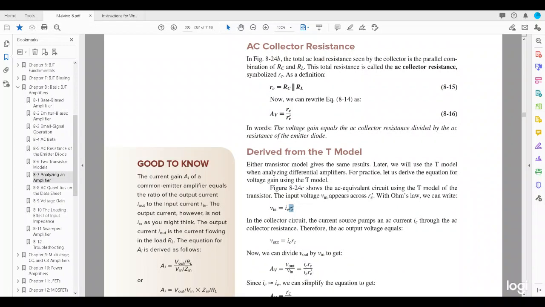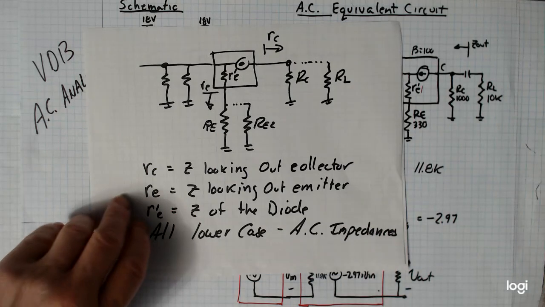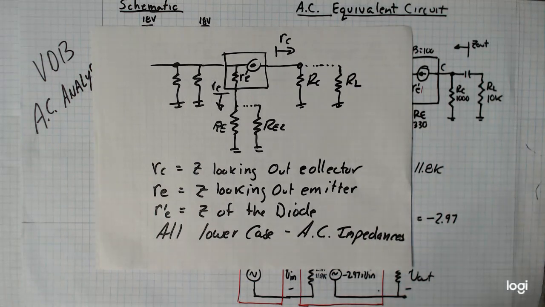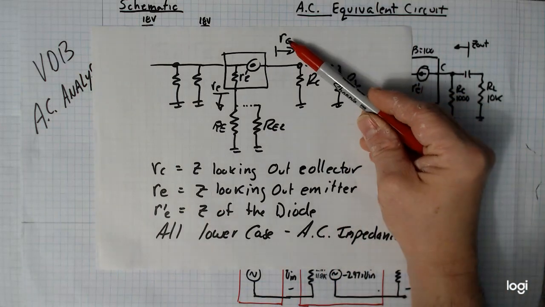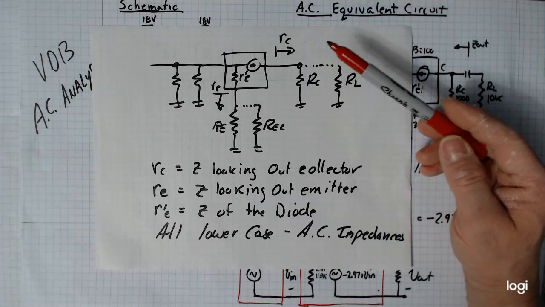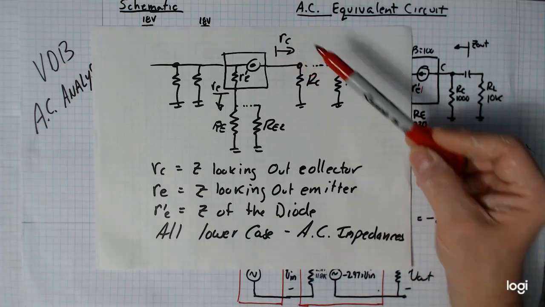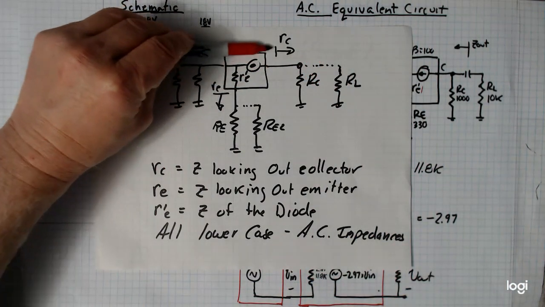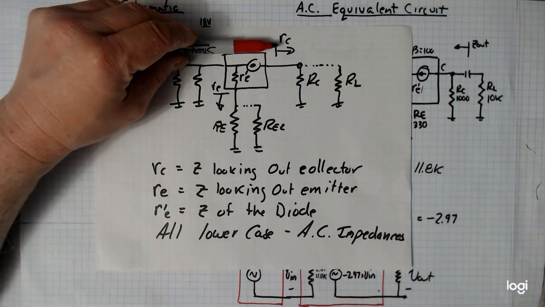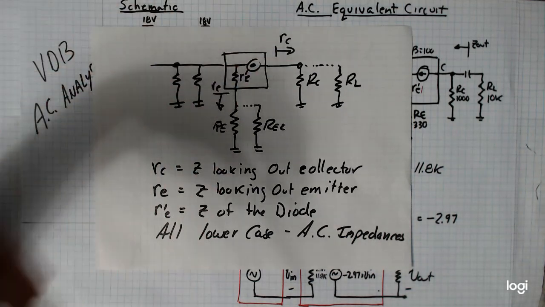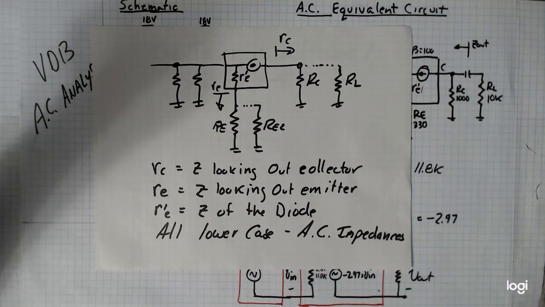Okay, so here's the AC equivalent circuit that I've drawn. And he's introducing new terms, RC and RE. These are AC terms, they're impedances, they're in lowercase. Basically what RC is, if I stand here and look out the collector of the transistor, what is the impedance looking out the collector? So what is attached to the collector of the transistor? That would be RC.